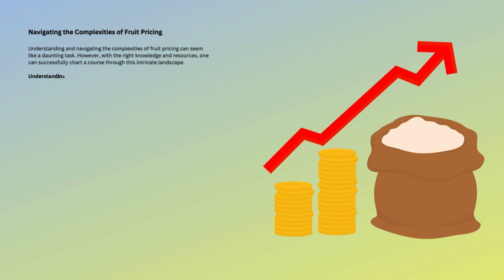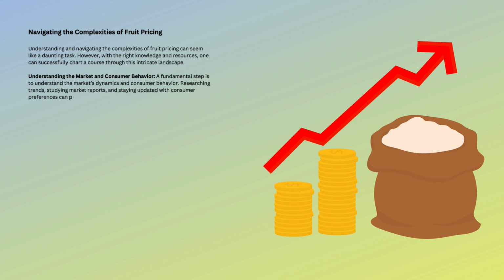Understanding the market and consumer behavior. A fundamental step is to understand the market's dynamics and consumer behavior. Researching trends, studying market reports, and staying updated with consumer preferences can provide valuable insights. Factors such as changing dietary habits, health consciousness, and increasing demand for organic or exotic fruits are important considerations.